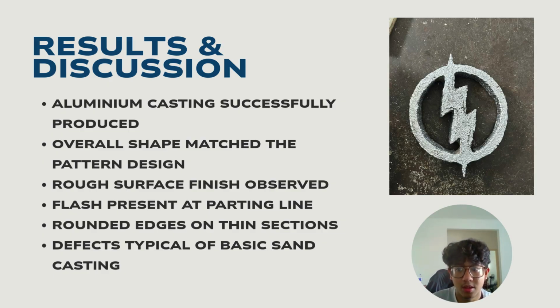Flash was observed along the parting line of the mold, and this occurred due to slight misalignment between the cope and drag sections or insufficient clamping during pouring. In addition, some rounding of sharp edges was observed, particularly at thinner sections, which may be caused by a relatively high pouring temperature and erosion of the sand mold by the molten aluminum.